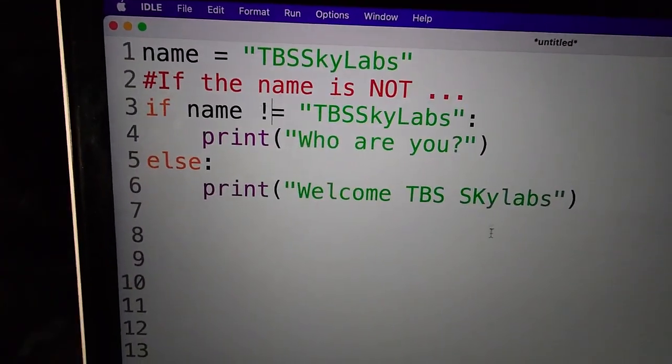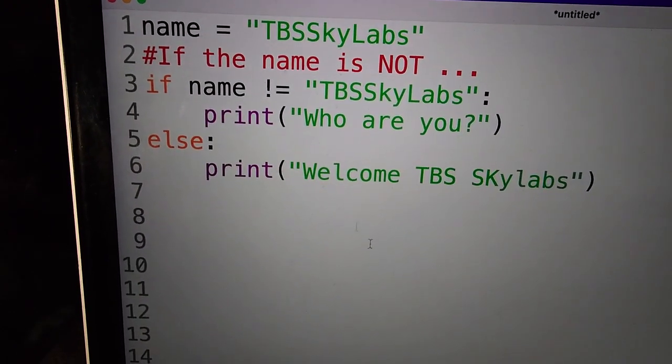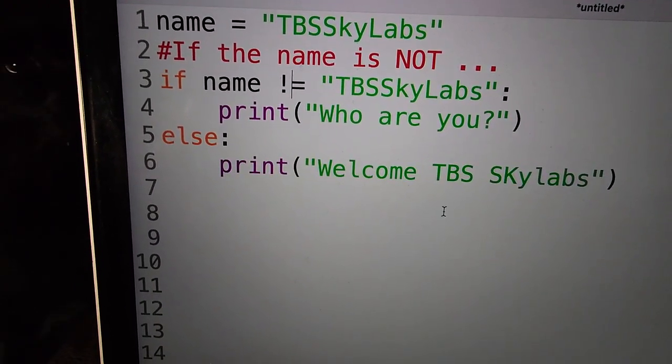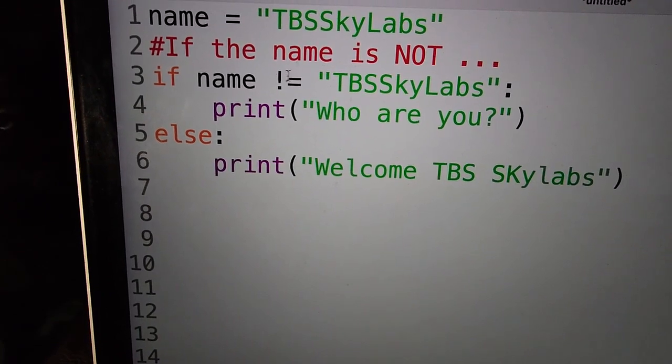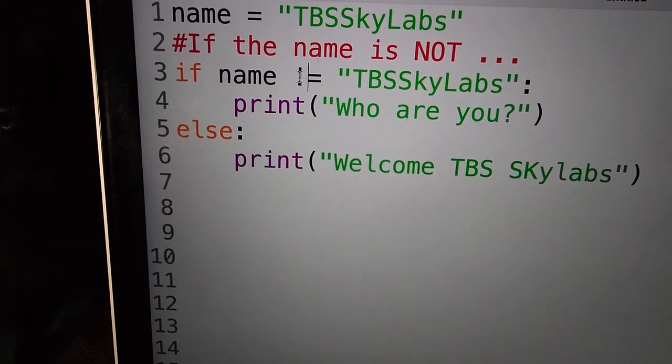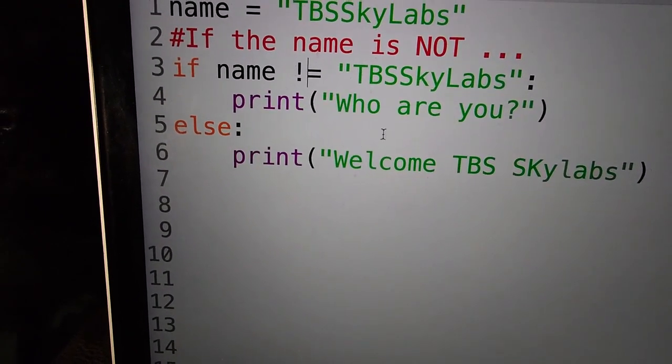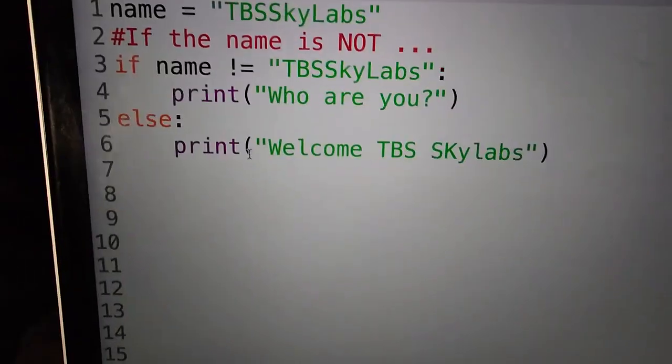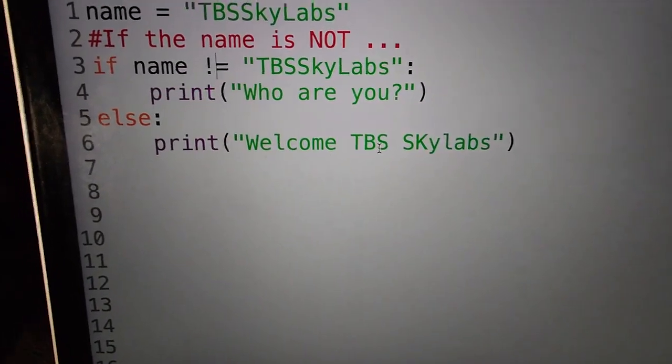Those of you who are more familiar with Python, maybe you have something like this. So name equals TBS Skylabs. If name, and now exclamation mark equals in Python means not equals to. So if the name is not equal to TBS Skylabs, then print, who are you? Otherwise, print, welcome to TBS Skylabs.